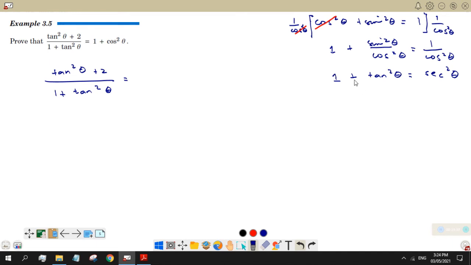So, meron tayo ditong dalawang tangent squared theta. So, meron tayong dalawang pwedeng gamitan ng equation na to. So what is the first one? We have tangent squared theta plus 1. Ito po ito, ma'am. E di dagdagan natin ng isa pang 1. Yan. So 1 plus 1, 2. So equal siya dun sa numerator.